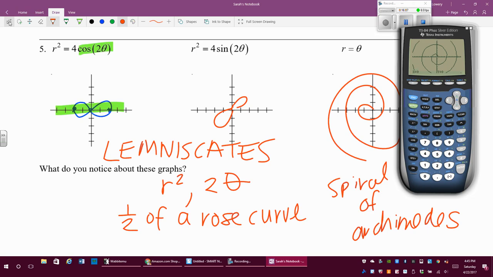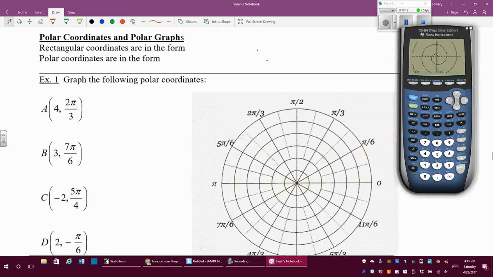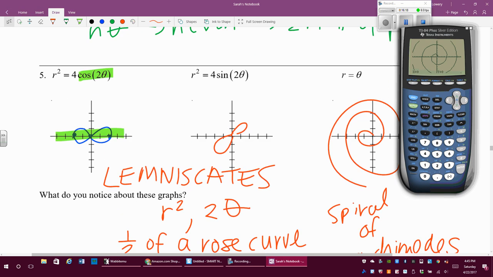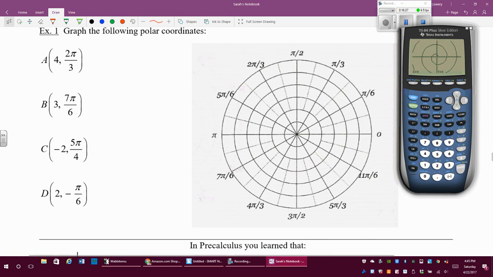The last thing I want to review with you is kind of how to graph polar points. Now, a polar graph should look like this. Now, I know all these graphs up here look like XY coordinate planes, but you're actually graphing them on something that looks like this, okay? This is what polar graph paper looks like.